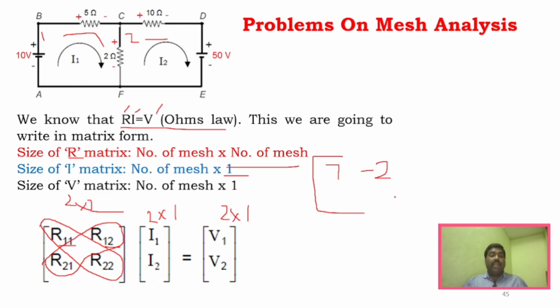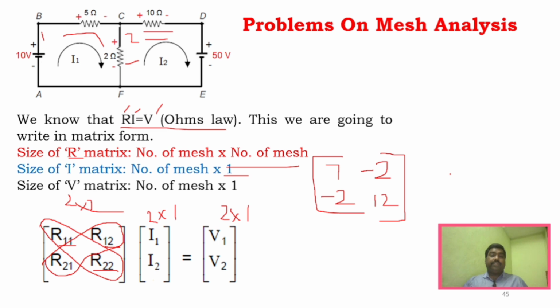And similarly, here R21 is the same. That is the resistor which is common for both the meshes, that is 2, right? So it is an off-diagonal element, so I'm putting a minus. And what is R22? R22 is nothing but the sum of resistors in mesh 2. So it is 10 plus 2, which will be 12. Don't worry about plus and minus sign here. So you can write directly the matrix method.